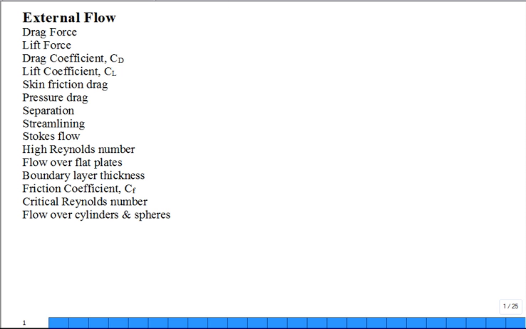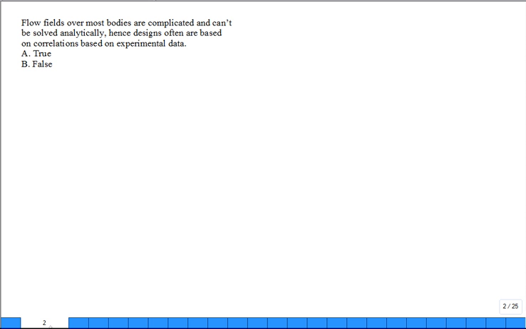So let's jump into external flow. We'll talk about drag, drag force, lift, lift force, drag coefficient, lift coefficient, skin friction, pressure drag, separation. There's a lot of topics. I guess instead of listing them all, we'll just jump into it. And I'll just ask a lot of questions, okay?